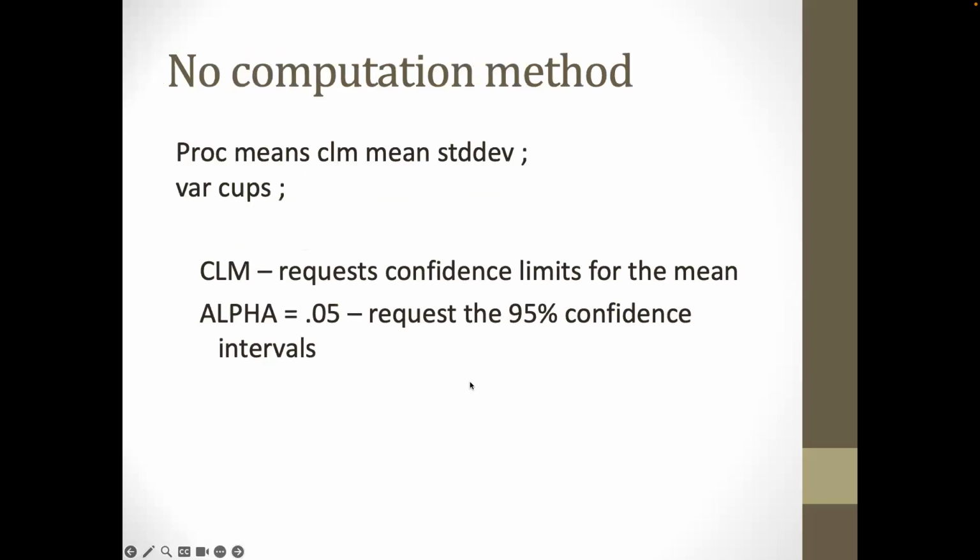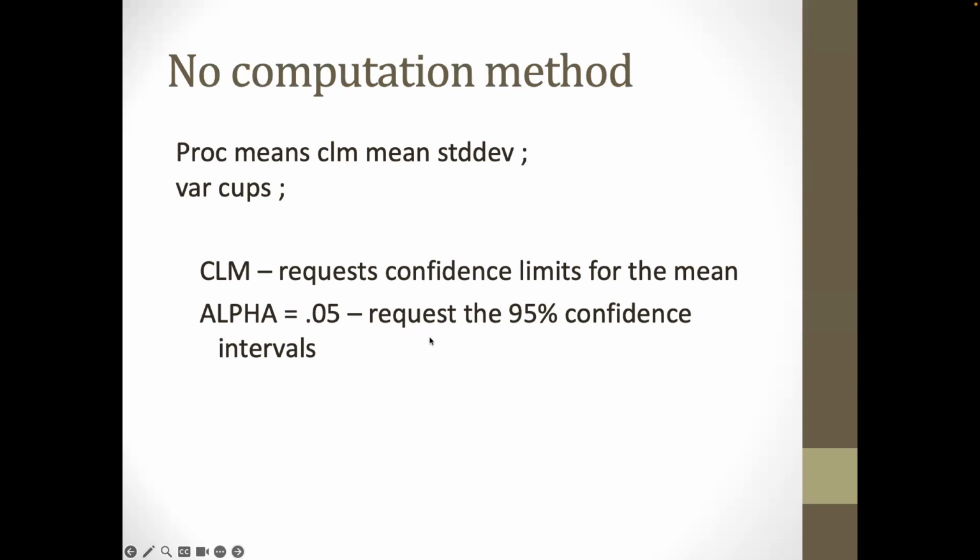So there I did some computation. If I wanted to do no computation at all, I could do the same thing, proc means, and then CLM for confidence limit, mean, standard deviation. That would give me everything that was asked in that problem. And again, I need the word bar cups. CLM requests the confidence limit.